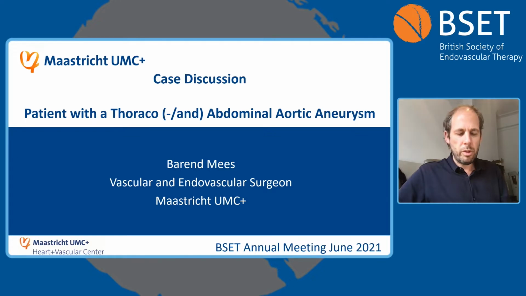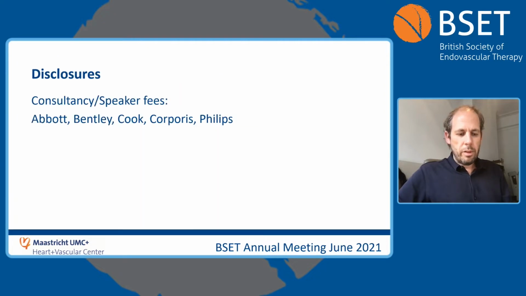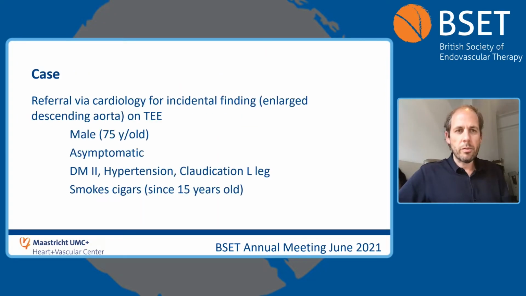I'm happy to jump in now for Gustavo with a case on a patient with a thoracal and/or abdominal aortic aneurysm. I will click myself, see if this works. It's technically well done. So there are no relevant disclosures for this case. This patient was referred to us via cardiology for an incidental finding of an enlarged descending aorta on an ultrasound that was made for chest pain.